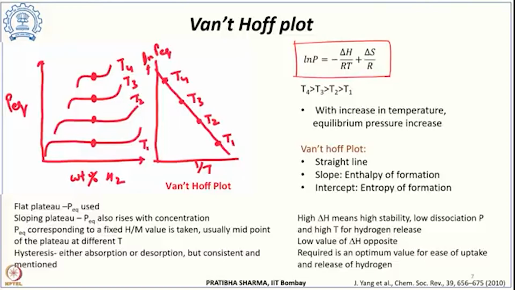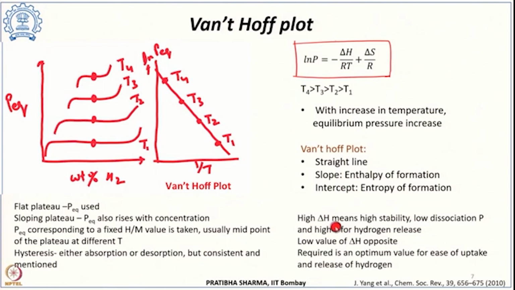Now, this delta H, as we have mentioned, is related to the stability of the metal hydride. If the delta H value is high, that means the metal hydride has a higher stability. If it has a higher stability, we will require low dissociation pressure or high temperature in order to get the hydrogen from the metal hydride system for hydrogen release. So, as the delta H value is higher, it means higher stability, and a higher temperature or low dissociation pressure is required for the release of hydrogen.